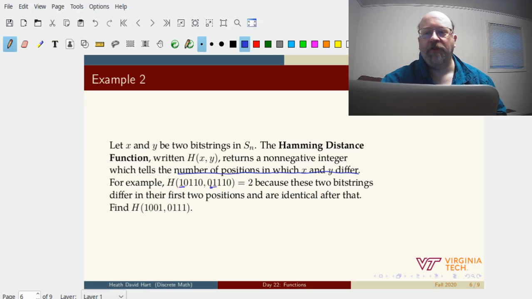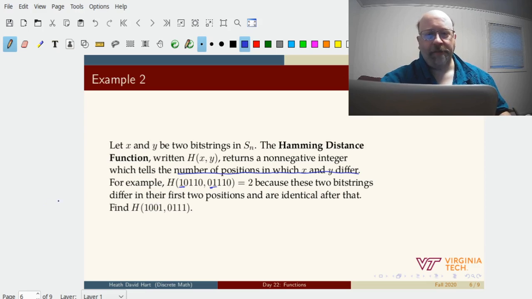So there are 2 positions where they differ. The Hamming distance function was first used in the early ages of digital communication. When I say the early ages, I mean the 1960s, as a way of measuring how noisy a transmission was. If the difference between the sent message and received message had a high Hamming number, there was a lot of interference. That was the idea.